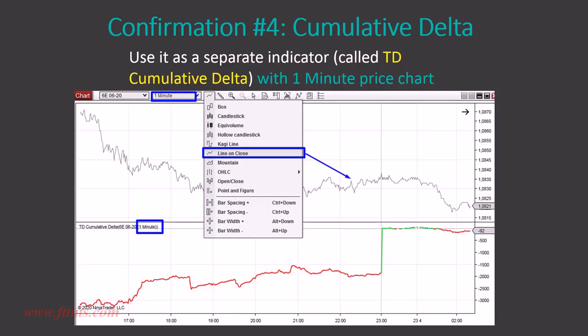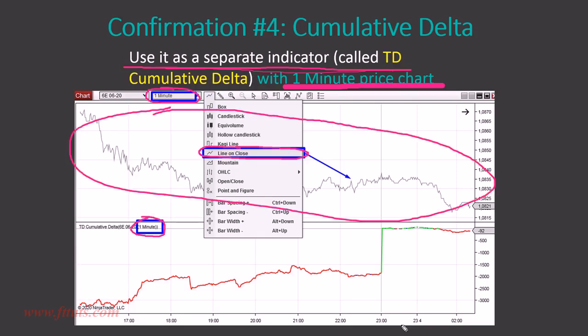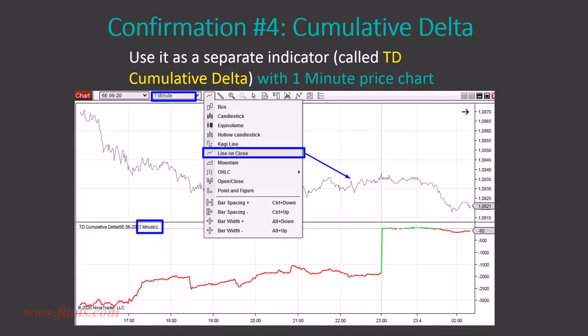Now this is how it looks in my chart. I use it as a separate indicator, which I open with a simple price chart. And I use a 1 minute price chart, so there is 1 minute on the price chart and also 1 minute on the delta. And what I like to use is a line on close chart for the price. Not candles this time, but a simple line chart like you see in here. Alright, so this is the 1 minute window where I track the changes in delta. And I always compare the cumulative delta to the price.